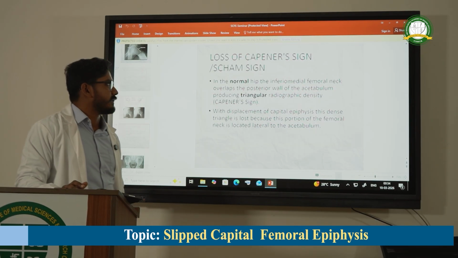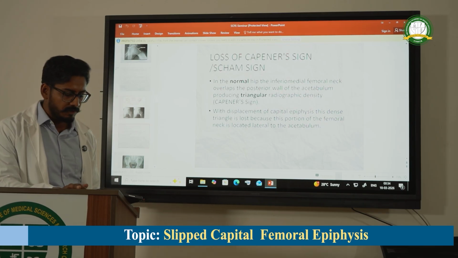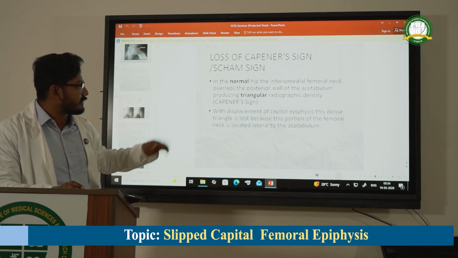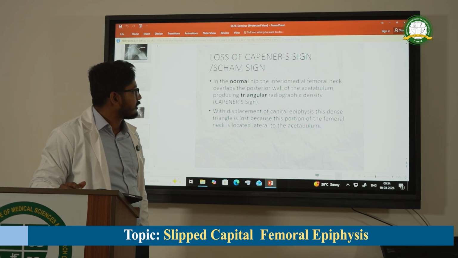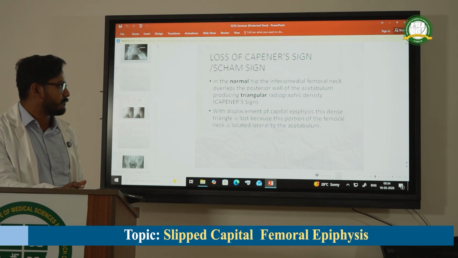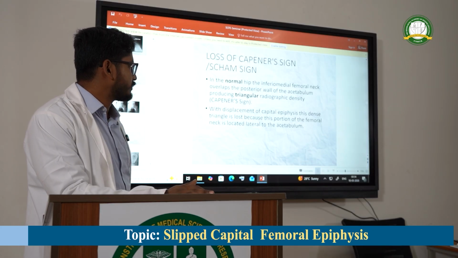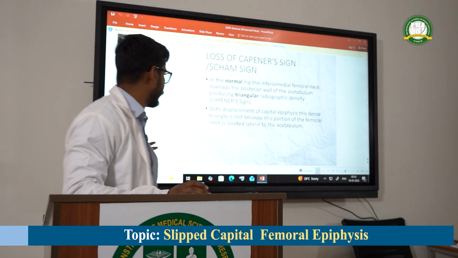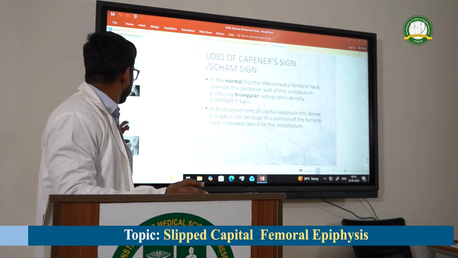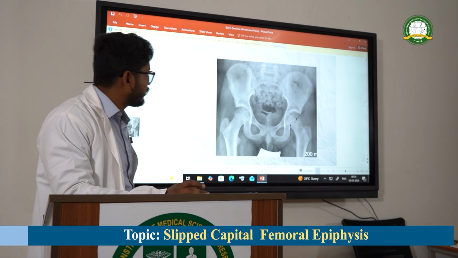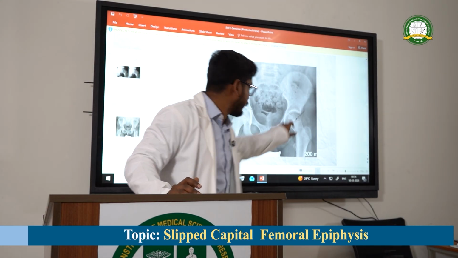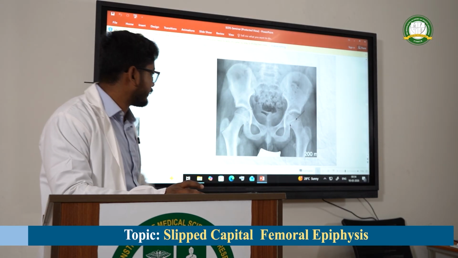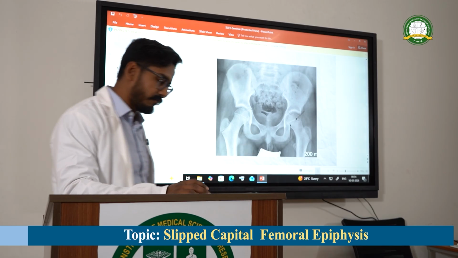Then Capener sign. Capener sign is normally present in the inferior-medial femoral neck, which overlaps the posterior wall of the acetabulum. It produces a triangular radiographic density. We can see it in this image. It is shown here. There is a triangular radiographic density that is present, which is absent on the affected side.